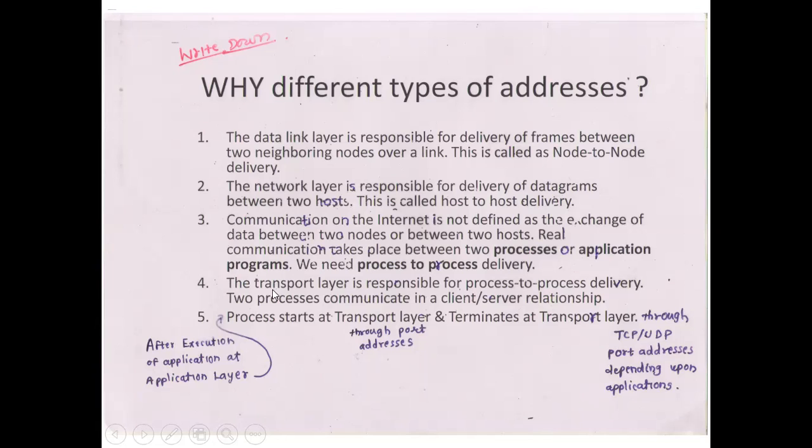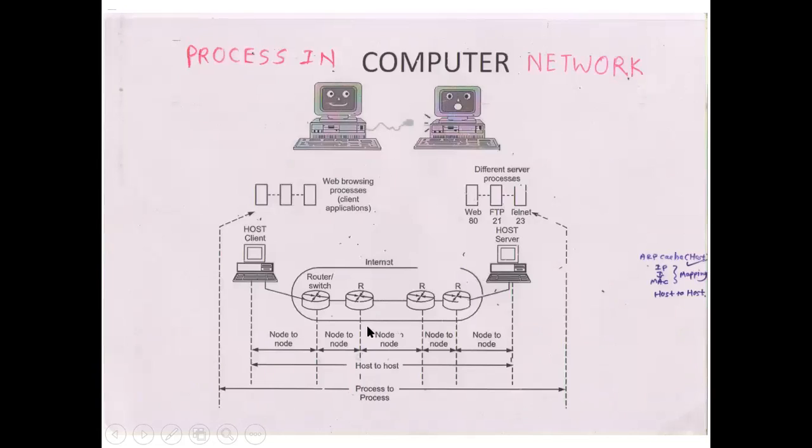So another sentence says that the transport layer is responsible for process to process delivery. Two processes communicate in a client server relationship. After the execution of the application layer, the process starts at a transport layer through port addresses and terminates at the transport layer of another server through TCP/UDP port addresses depending upon the application. Please keep this in your mind.